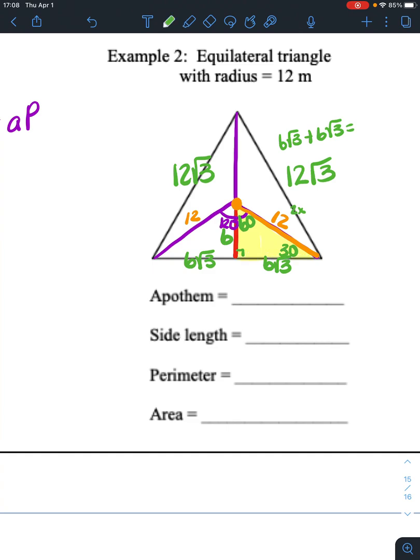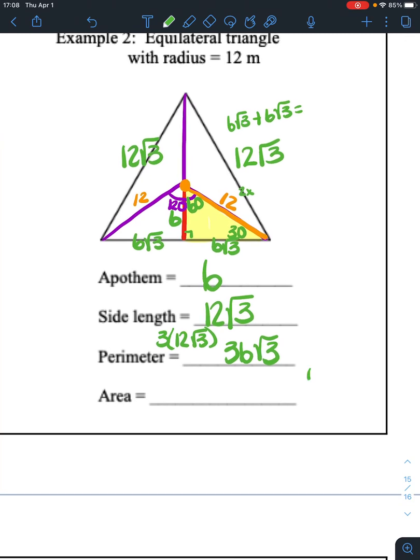Again, I used this little triangle to find all my pieces so that I can find what I need for my big triangle. The apothem is 6. We calculated that. My side length is 12 root 3. My perimeter would be 3 12 root 3s, right? 3 times 12 root 3, which is 36 root 3. So my area is 1/2 the apothem times the perimeter. And we want to leave our answer exact. So I take half of 36, which is 18. So 18 times 6 is 108. You can multiply it however you want.